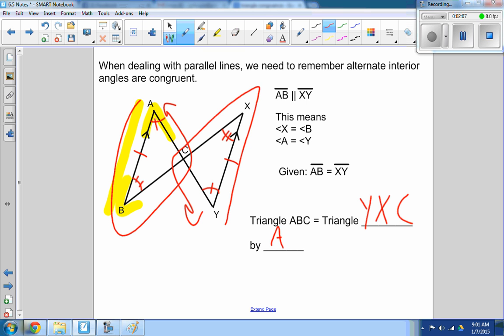by angle, side, angle. Now, why did I start at Y and go to X? Well, I started at A and went to B. Well, look, congruent. One congruency mark to the second, one to the second. That's why I'm going in that fashion. Because angle A is congruent to angle Y, and so forth. All the corresponding parts are congruent.